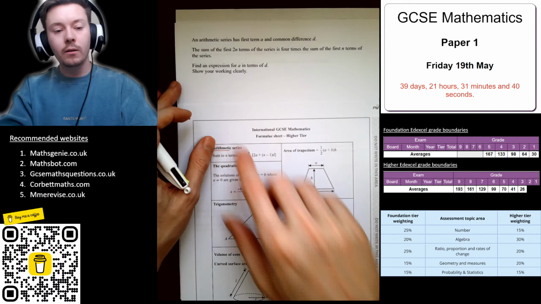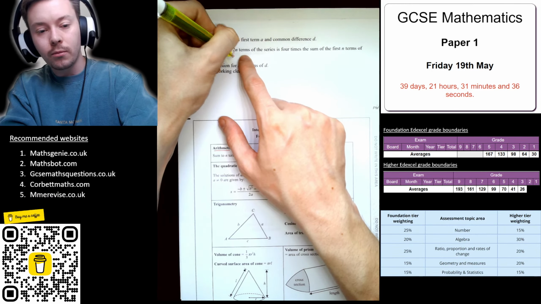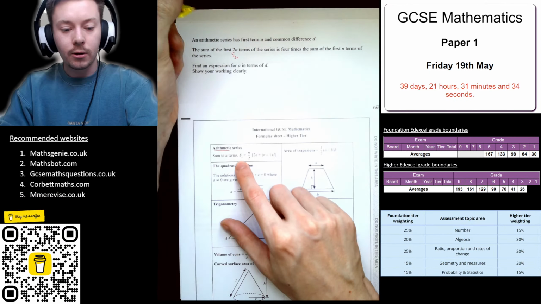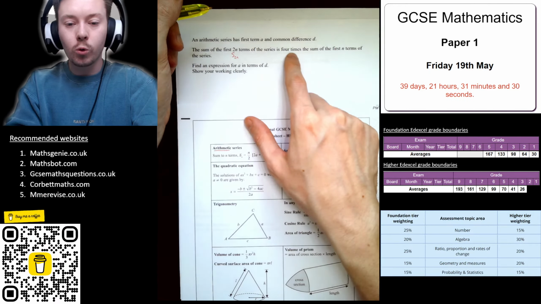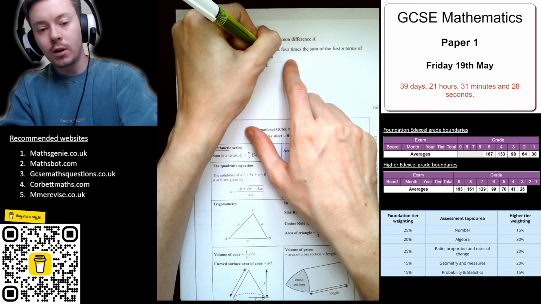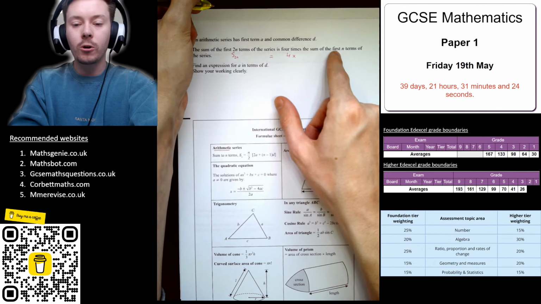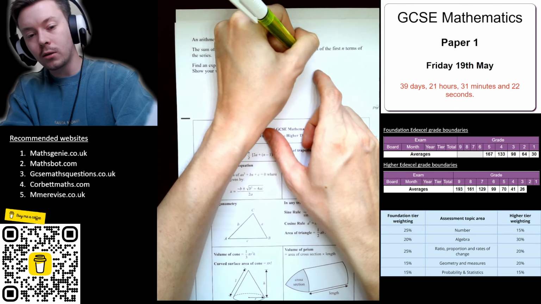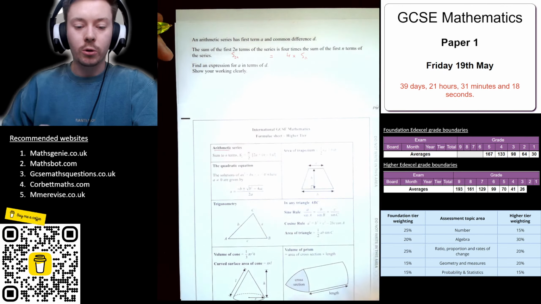The sum of the first 2n terms. So that's the sum, or S, of 2n. This is the sum to n, we need the sum to 2n. Is 4 times the sum of the first n terms, so that's S of n. Find an expression for A in terms of D, show your working clearly.